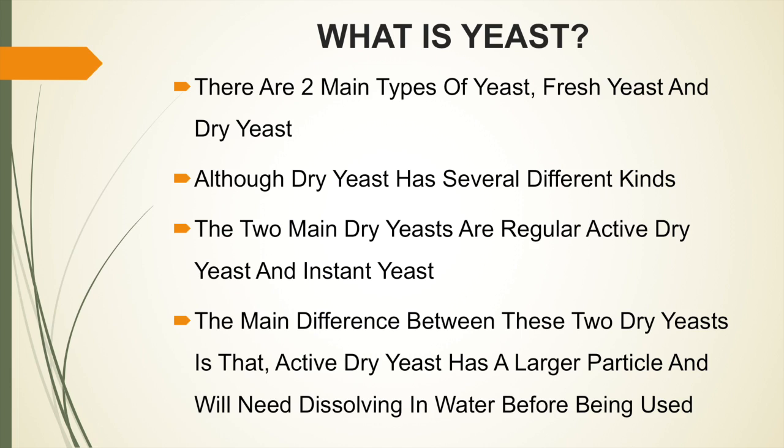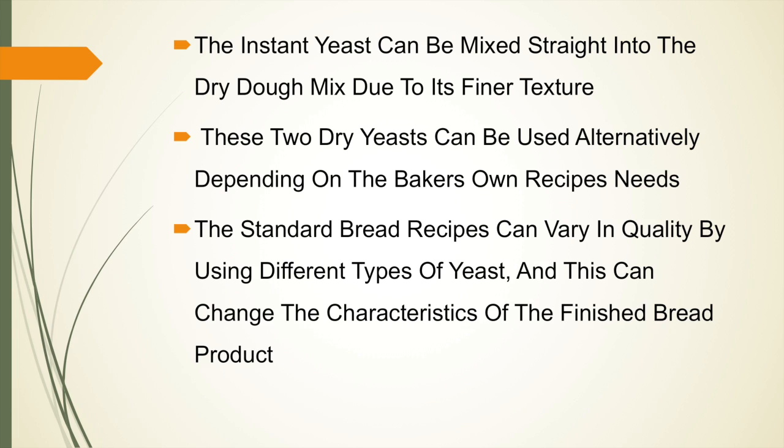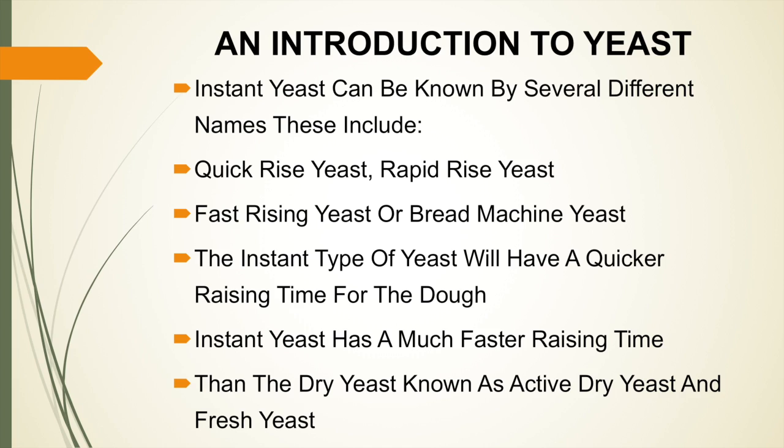The main difference between these two dry yeasts is that active dry yeast has a larger particle and will need dissolving in water before being used. The instant yeast can be mixed straight into the dry mix of the dough due to its finer texture. These two dry yeasts can be used alternatively depending on the baker's own recipe needs. The standard bread recipes can vary in quality by using different types of yeast, and this can change the characteristics of the finished bread product. So an introduction to yeast.